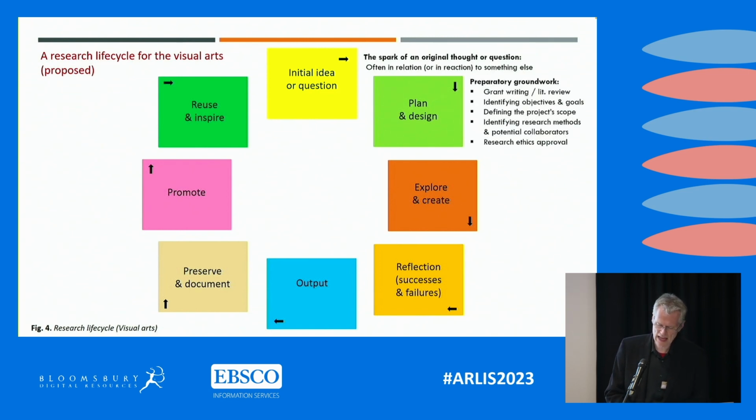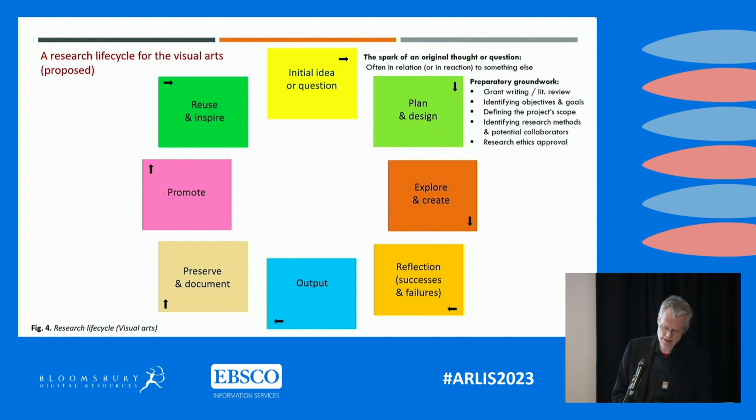After that, it's the plan and design stage. The stage is really for preparatory groundwork. It could include grant writing and possibly a literature review, identifying objectives and goals, defining the project scope, identifying research methods and potential collaborators, as well as research ethics approval, if applicable.